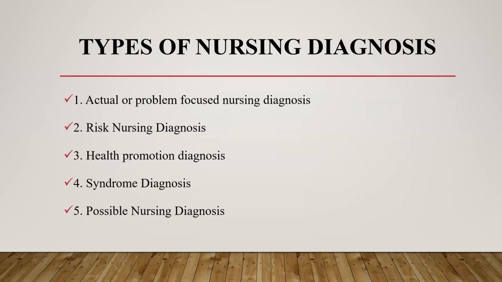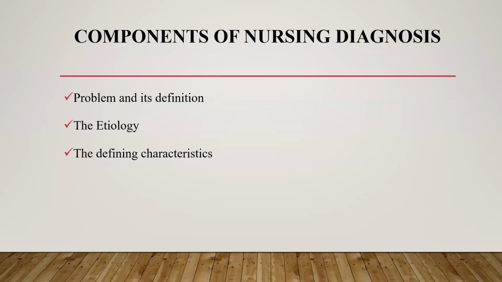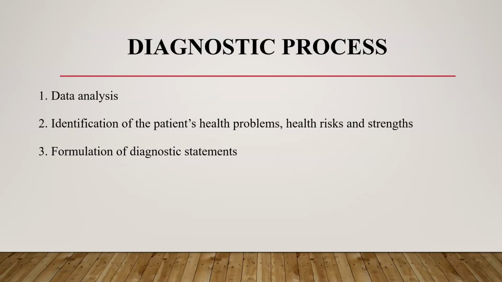The types of nursing diagnosis are actual or problem-focused nursing diagnosis, risk nursing diagnosis, health promotion nursing diagnosis, syndrome diagnosis, and possible nursing diagnosis. The components are the problem and its definition. Next is the etiology and the defining characteristics or signs and symptoms.